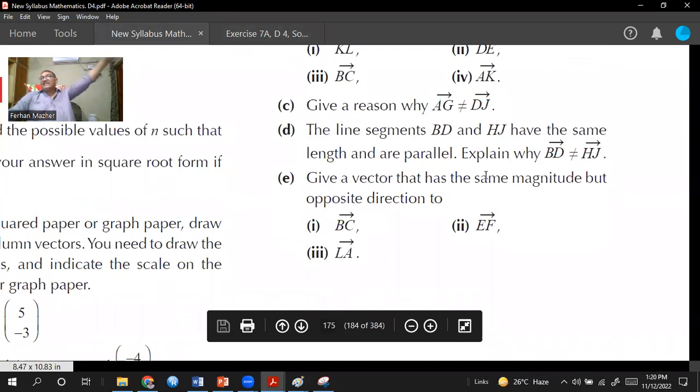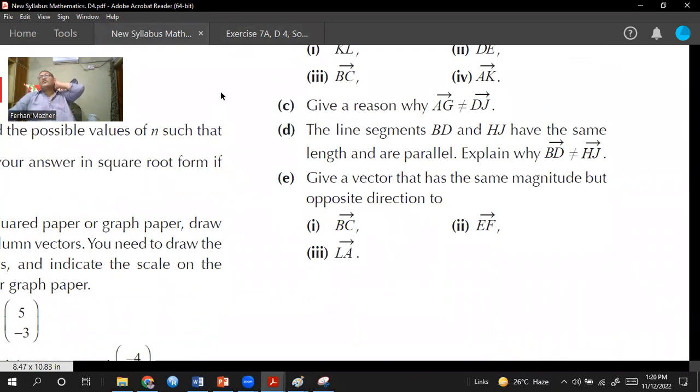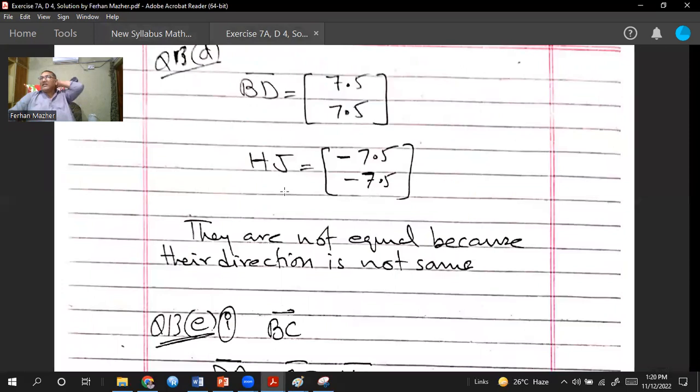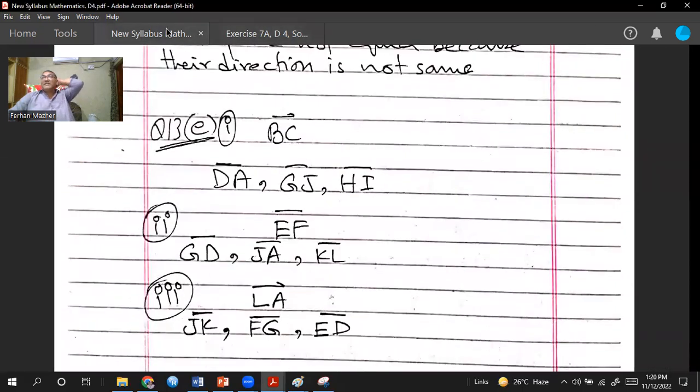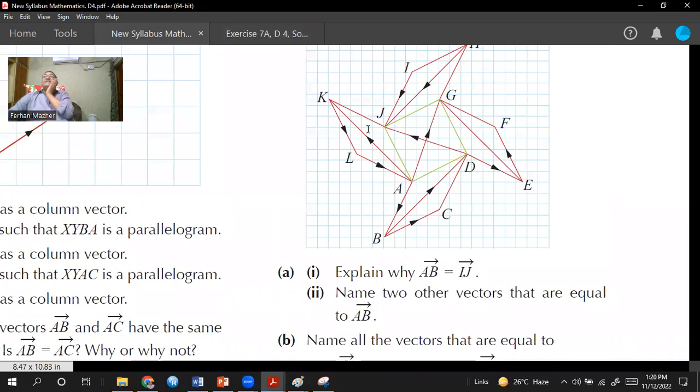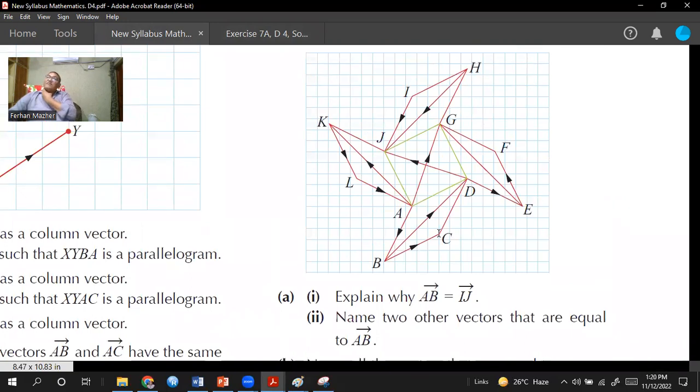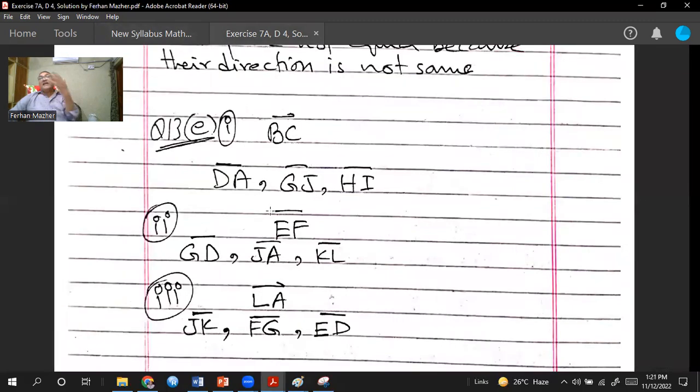Give a vector that has the same magnitude but opposite direction to BC. Okay, so the opposite to BC. So here you have BC. The opposite to BC will be DA, GJ, HI. So they are the same length but opposite in direction: DA, GJ, and HI.